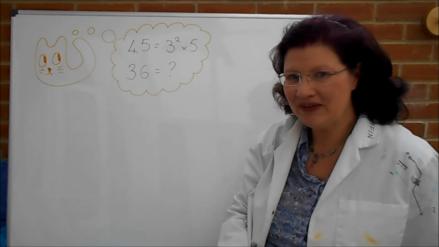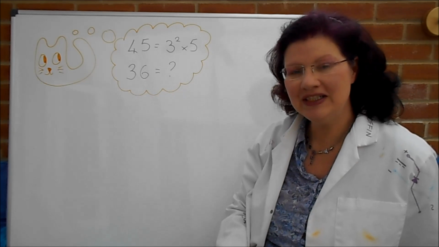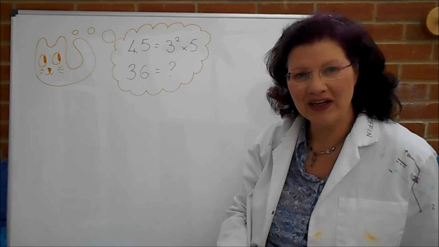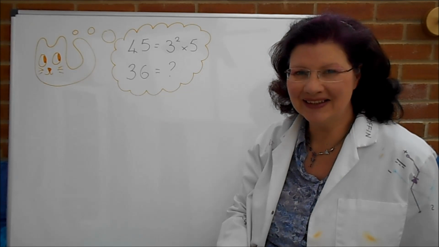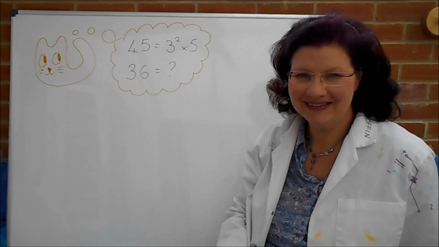Now 45 she has already expressed as a product of its prime factors, 3 squared times 5. Could you please, for part A of this question, express 36 as a product of its prime factors using index notation? Okay, that's part A.